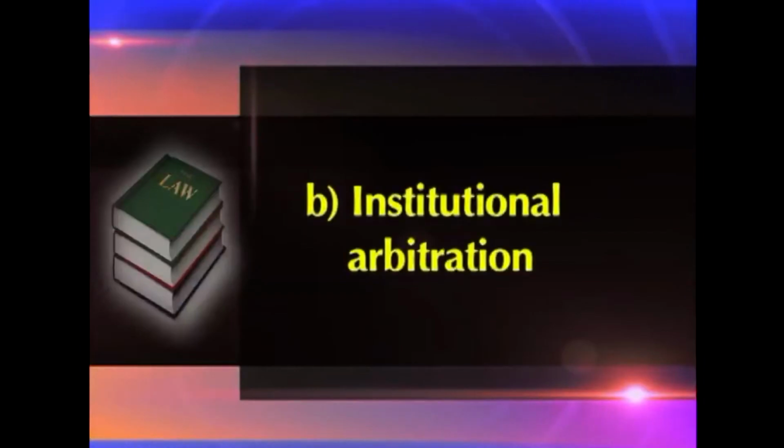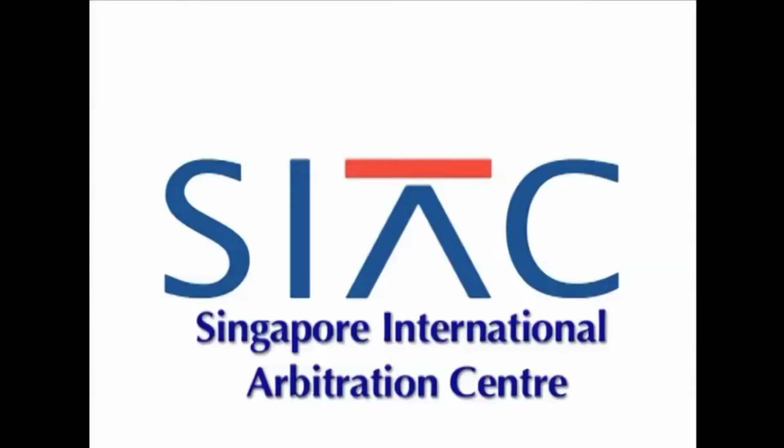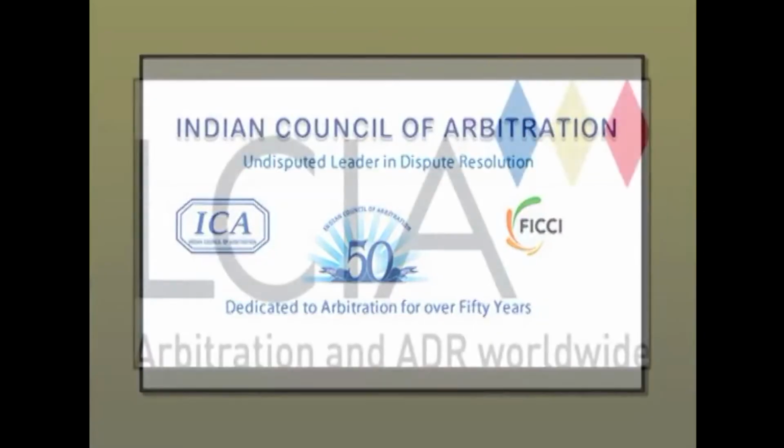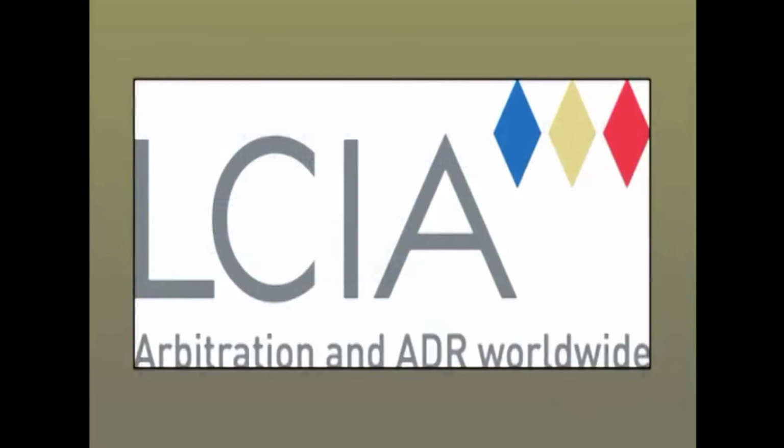Institutional arbitration. Under this, the parties agree to refer to settle their dispute or differences through arbitration administered by a particular institution. Such institution has its own procedure and rules. It appoints arbitrators from amongst the panel of experts available with it, with the consent of the parties. For example, Singapore International Arbitration Centre, International Centre for Alternative Dispute Resolution, Indian Council of Arbitration, London Court of International Arbitration, etc.